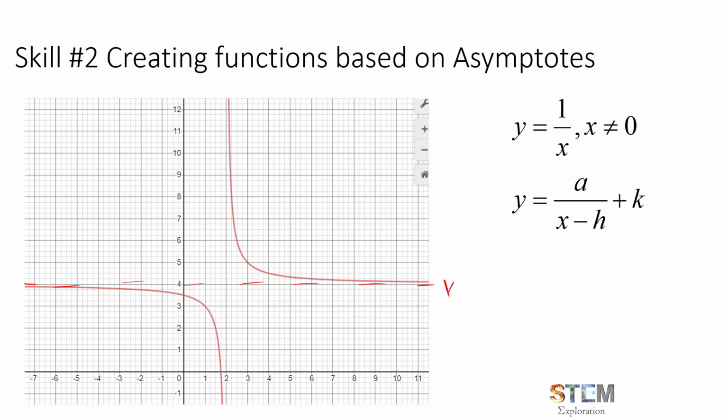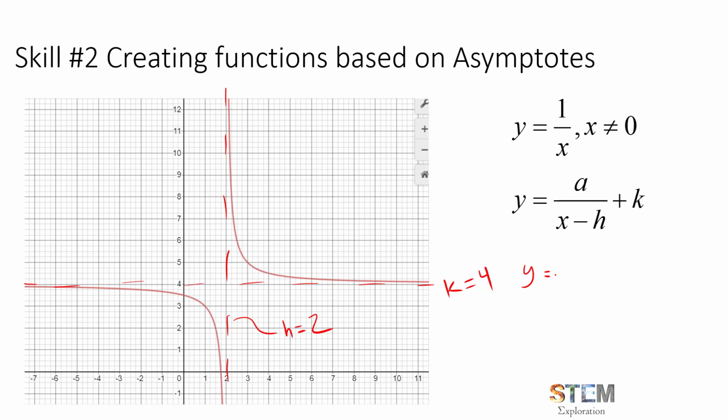This indicates a vertical shift of positive 4 for k. And if we look at the vertical asymptote, the vertical asymptote is here because of the horizontal shift of h equals 2. And so if you can identify these lines that are formed by the horizontal and vertical shifts, it makes it pretty simple.